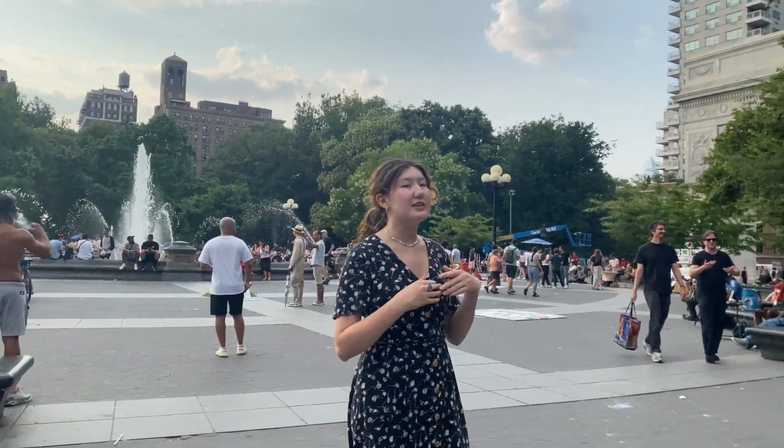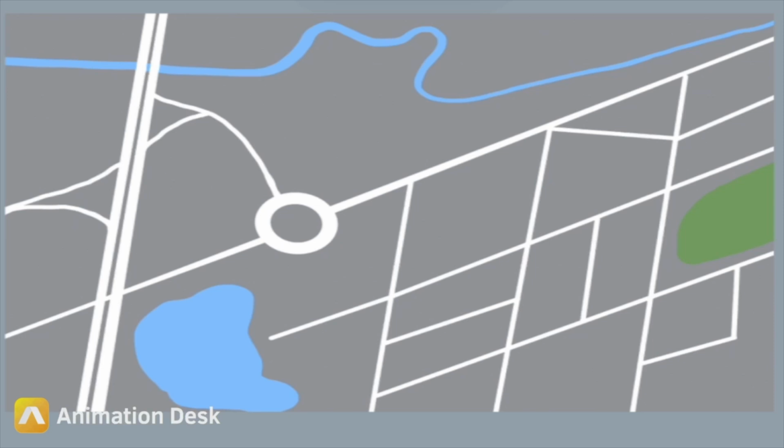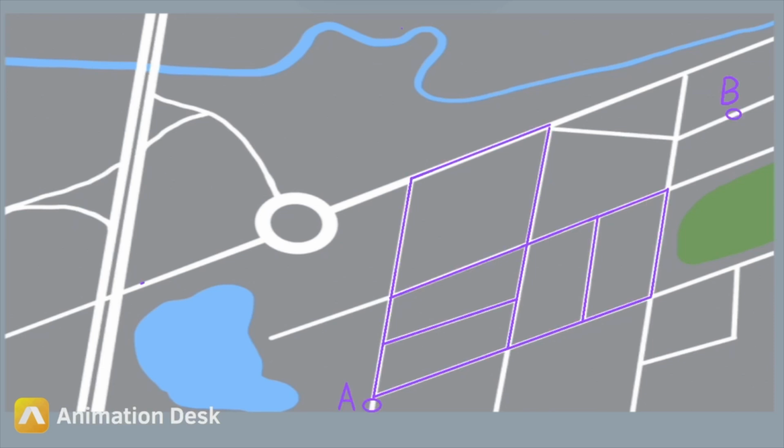What is the difference between Google Maps and Waze? Despite many things that they have in common, the main difference is that Waze suggests routes based on real-time traffic data. Let's say you want to get from point A to point B, and there are many different ways to get to your destination.